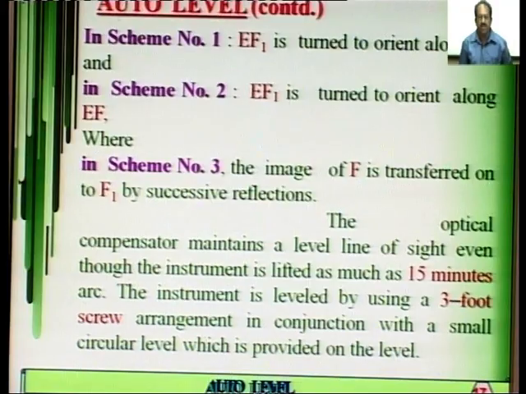The optical compensator maintains a level line of sight even though the instrument is tilted by as much as 15 minutes of arc. The instrument is leveled by using a 3-foot screw arrangement, which we find on the level, in conjunction with a small circular level which is provided on the level.